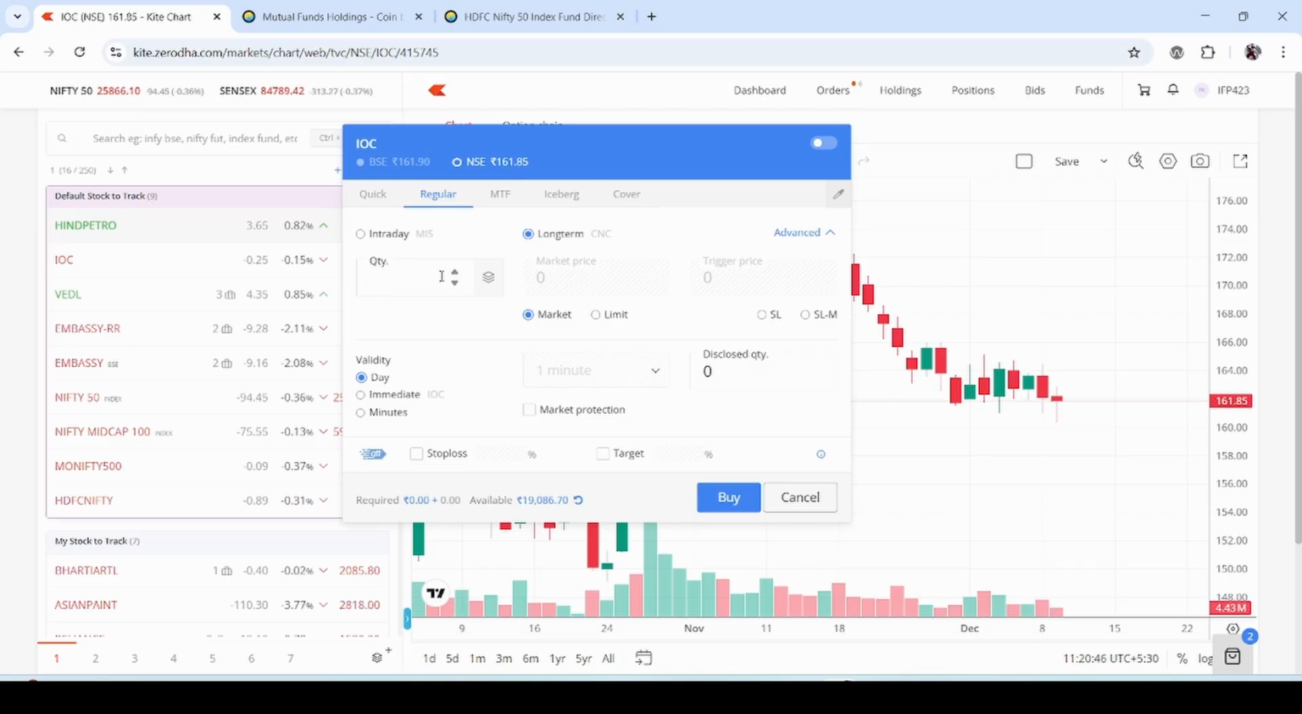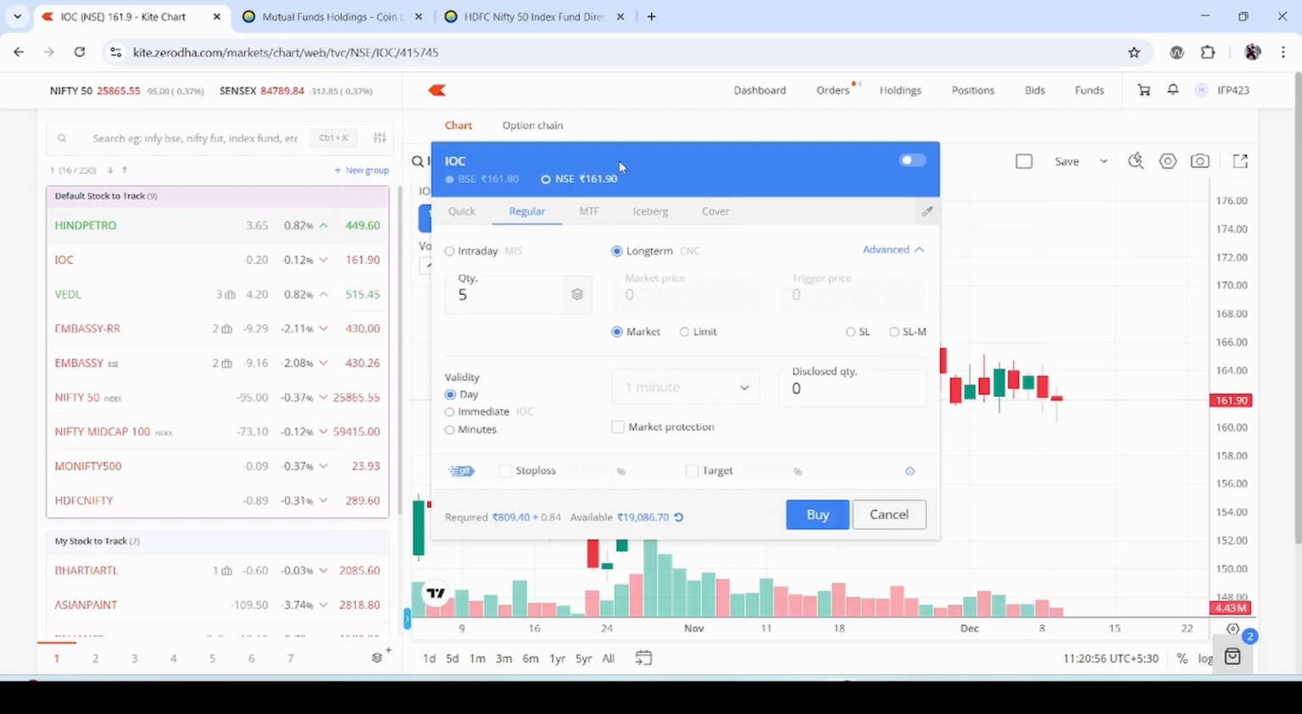I would say I'm planning to buy 5 units, and here you can select either the limit or the market price. So I want to go ahead and buy based on the market price. Validity is day, and yeah, that's all. And I think I'm good to buy.